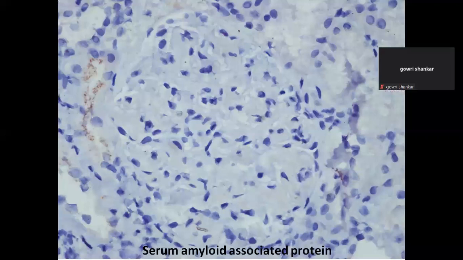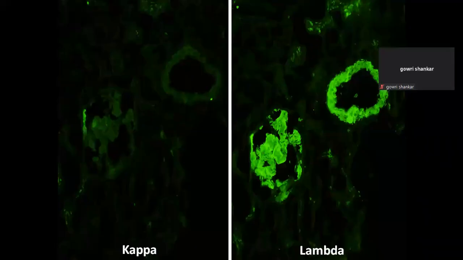Serum amyloid associated protein was done, which was negative. Kappa lambda: what do you think kappa lambda is showing? This is a glomerulus, this is a vessel. Anyone?